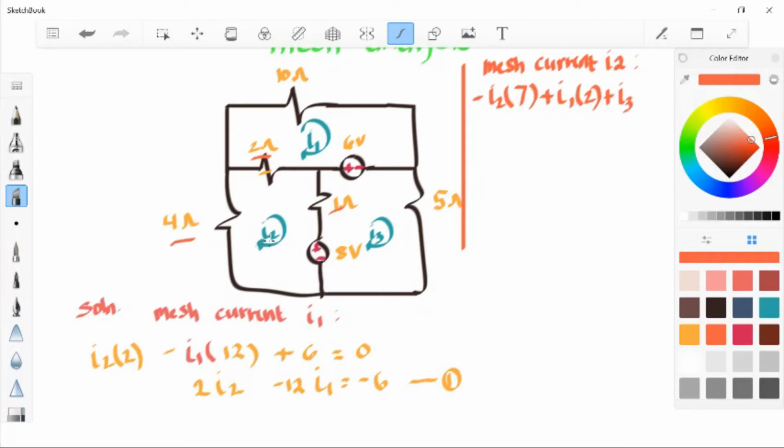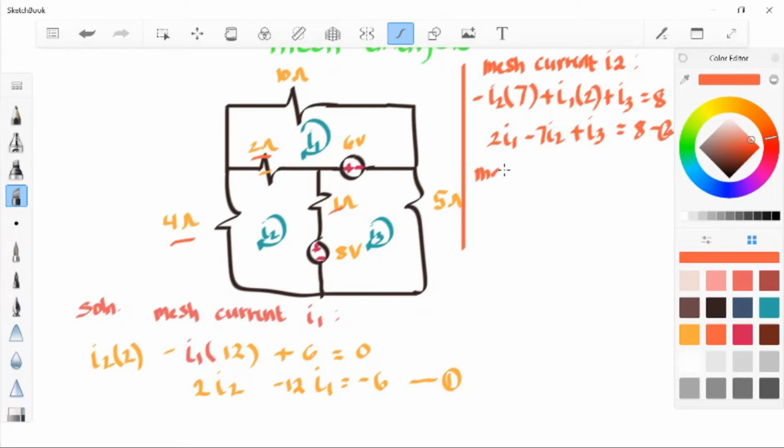And the mesh current I2 exits at the negative side of the voltage source, therefore that will be negative 8. If we transpose it to the right side, that will become positive. Therefore, the second equation will be 2I1 minus 7I2 plus I3 is equal to 8. That would be our equation number 2.